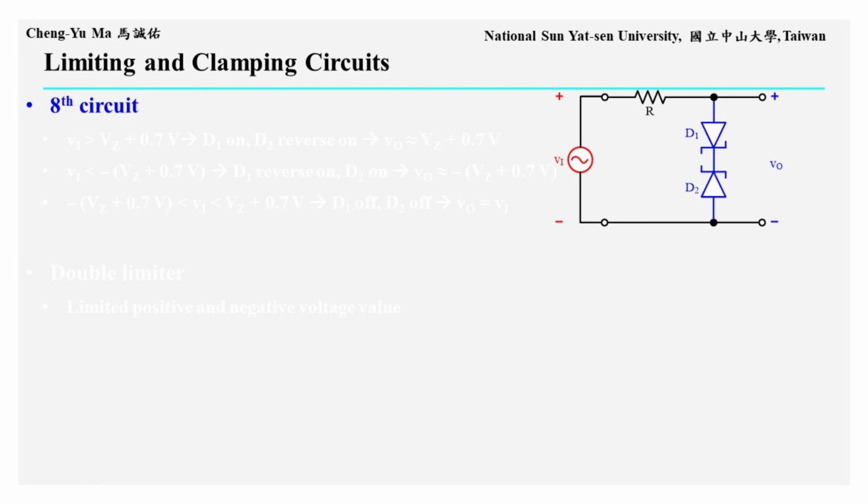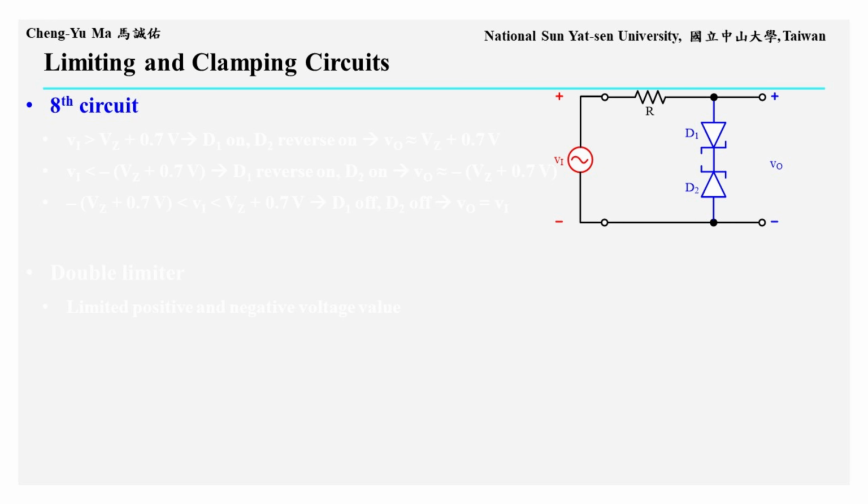Now, what if we connect two Zener diodes back to back, as shown in the eighth circuit? After looking at the previous 7 circuits, we can see the main idea very clearly. When the diode loop is open, VO equals VI. When the diode loop conducts, the output voltage is clipped. Therefore, the key point in analyzing a limiter is to determine under what condition the diode loop begins to conduct. Once that condition is known, the limiting voltage can be found.